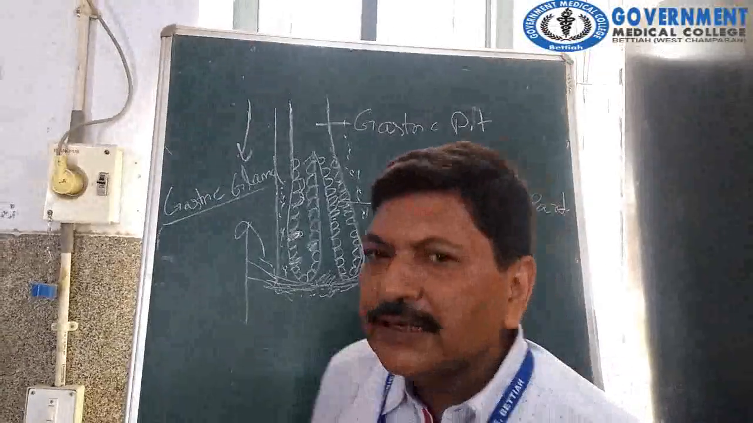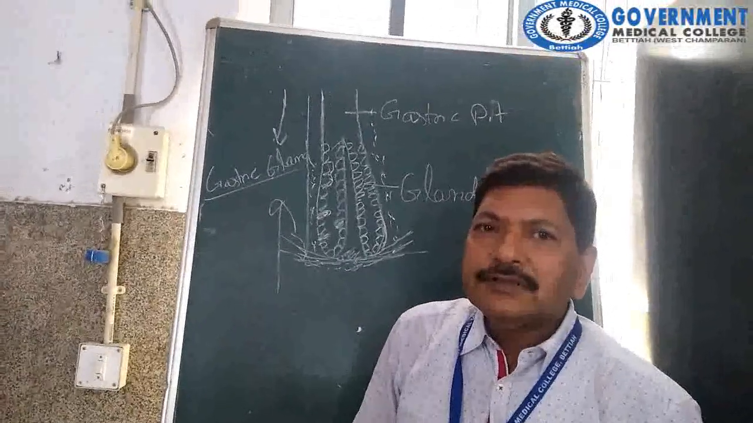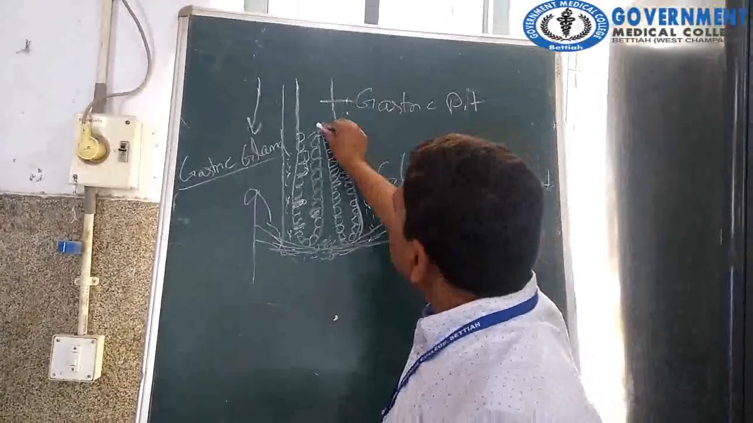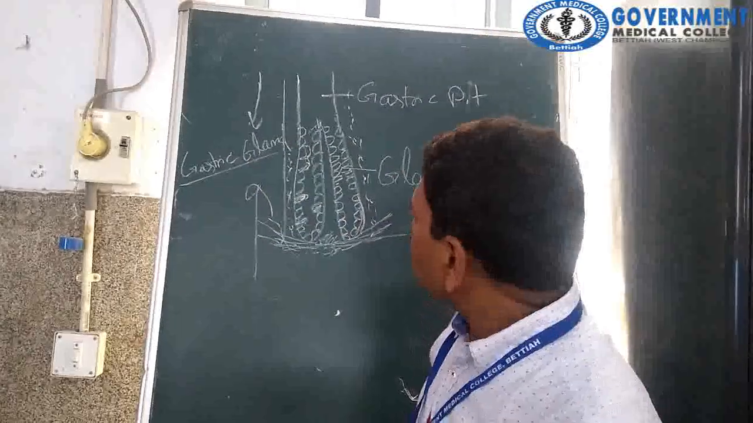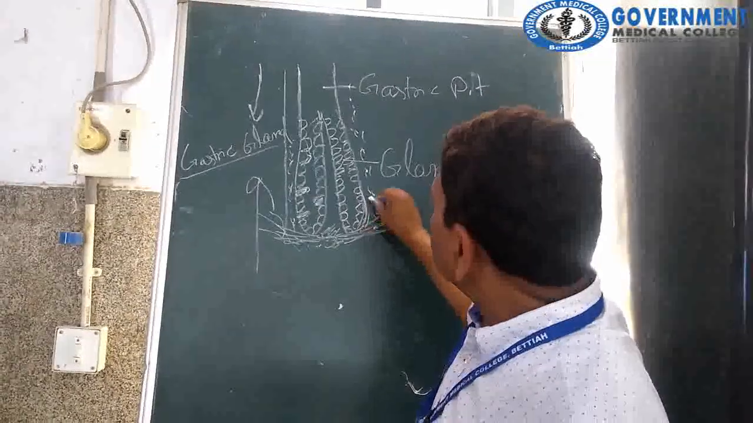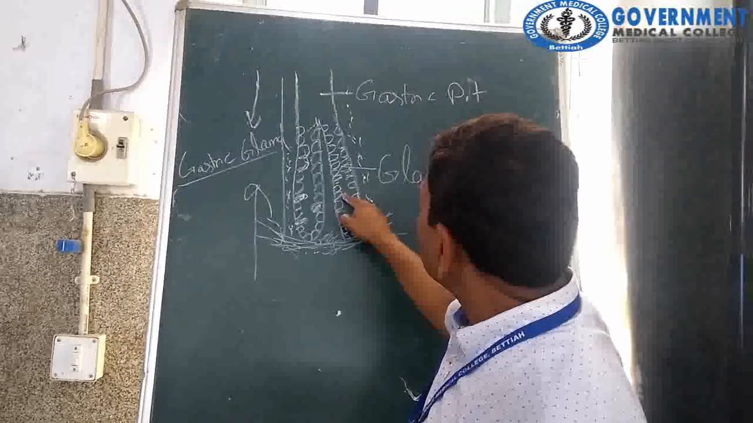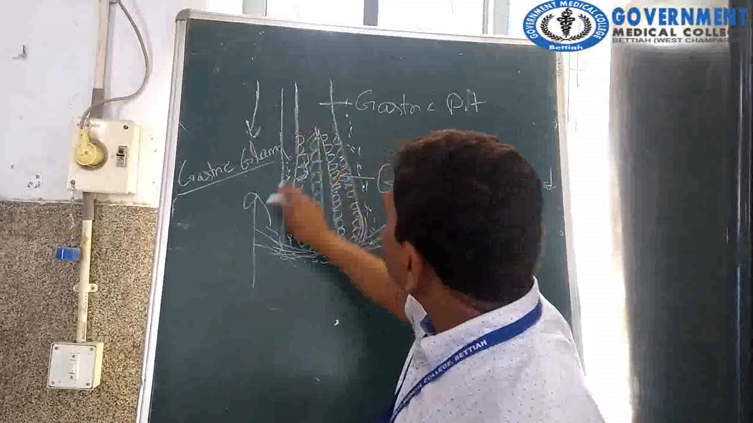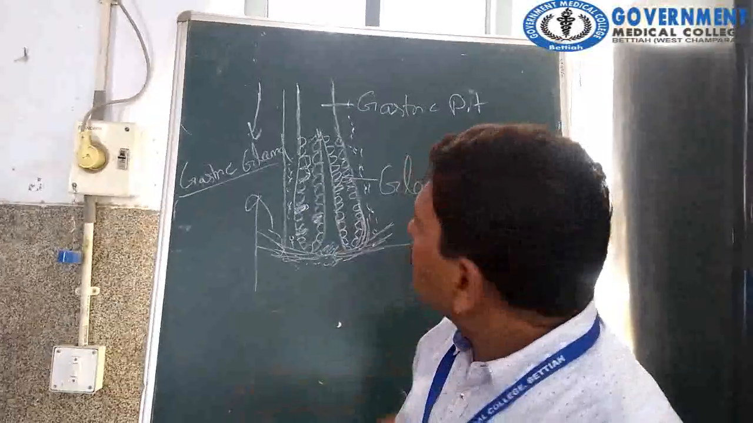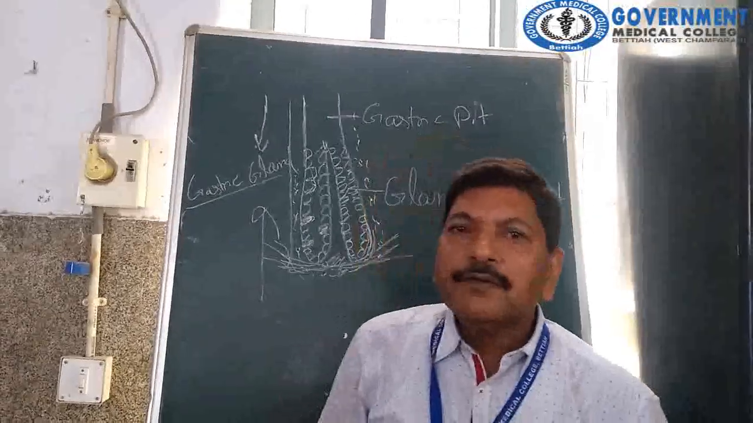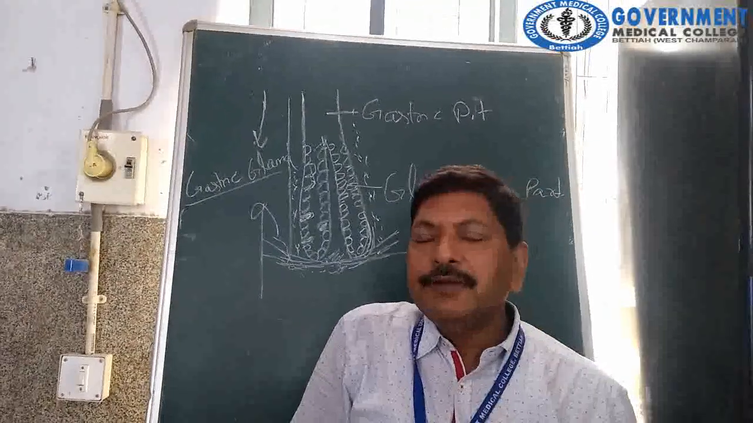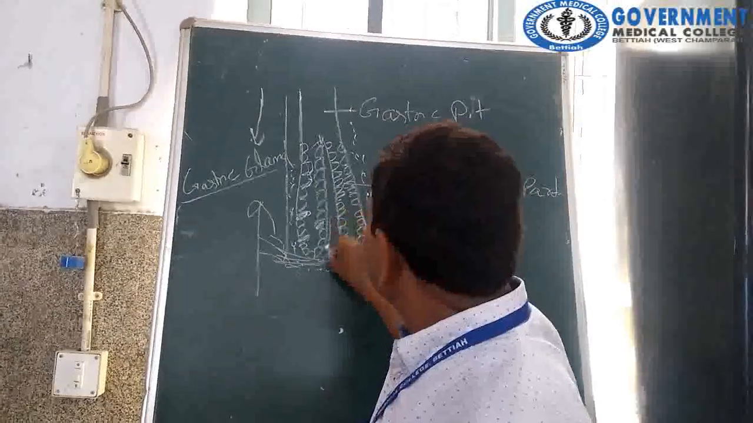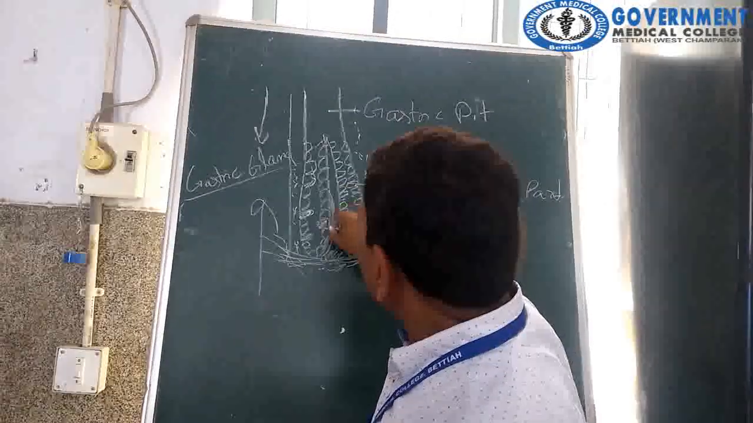The type of gastric gland is simple branched tubular. Simple means there is no branching of the duct, but branched tubular means the secretory part has a tubular structure, looking like this, but the secretory part branches. In one gastric pit, 1 or 2 or 3 tubular secretory parts may open.